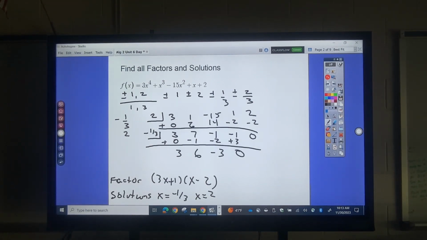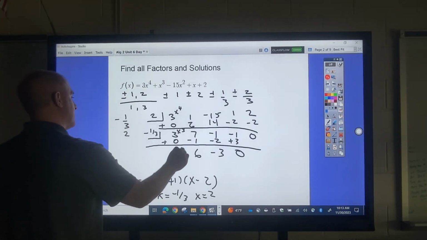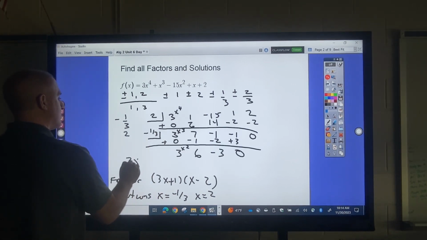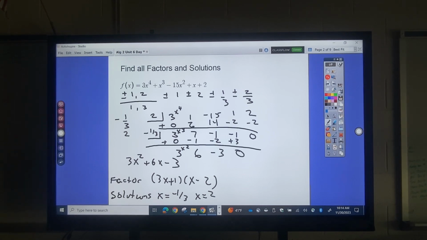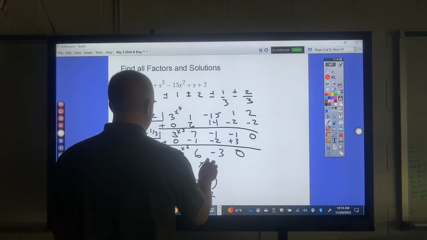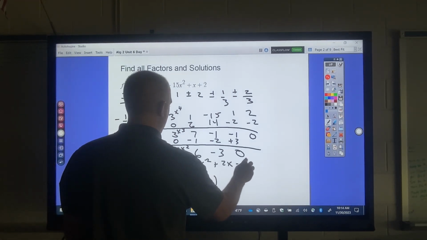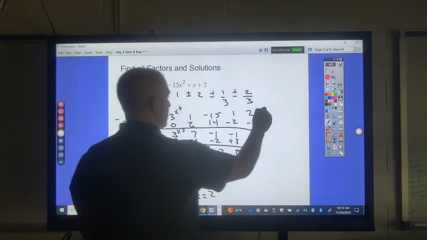And so if this is x to the 4th, this level is x cubed, and this level becomes x squared. So that's 3x squared plus 6x minus 3. Now, you could take out the 3 there if you want to make it a little bit easier on the quadratic formula. That's x squared plus 2x minus 1. That will not factor, so you have to use the quadratic formula.